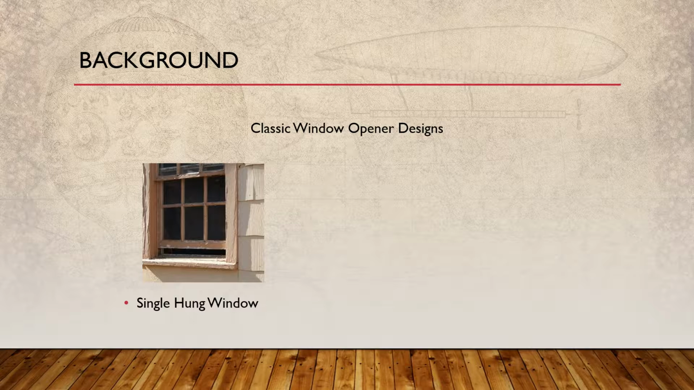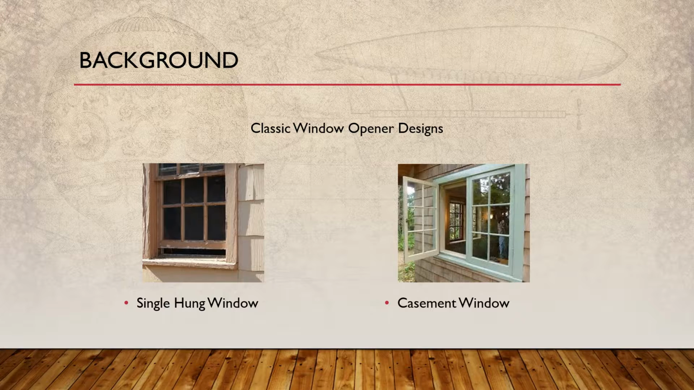As well, there was no easy way to keep the window open. You literally had to just place a prop within the window to kind of store it in an open position. It was also hard to close as well. The other main design was a casement window, which is what the mechanism that we'll be talking about a little bit later is actually based around.